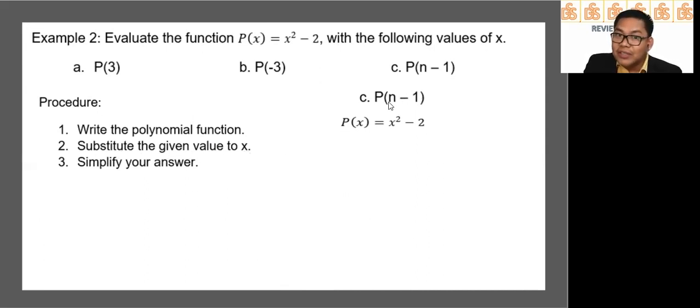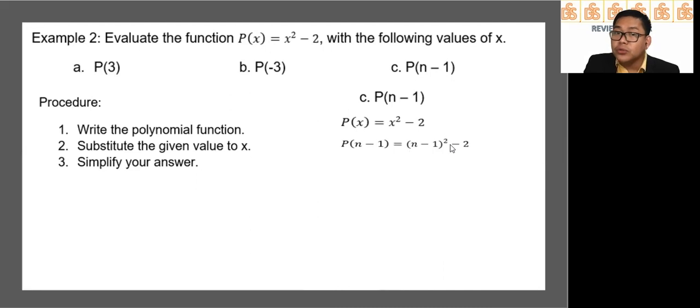The given value is not just an ordinary number. It is also an expression, n minus 1. In that, we will be replacing x by n minus 1. So observe, that will be n minus 1 squared minus 2. So the x variable is now replaced by n minus 1.